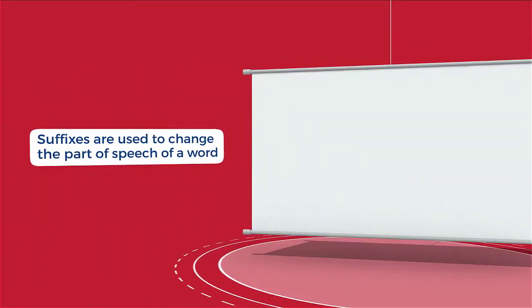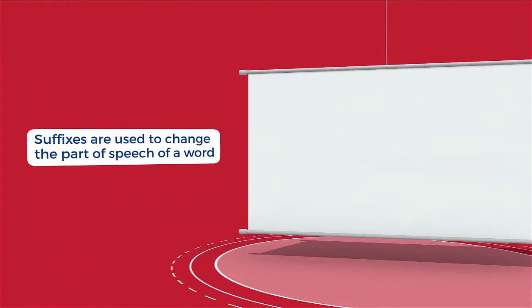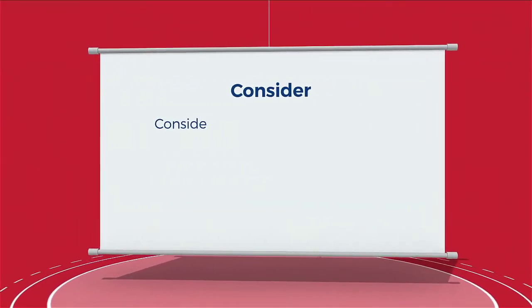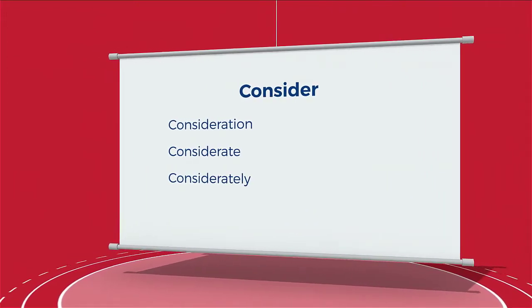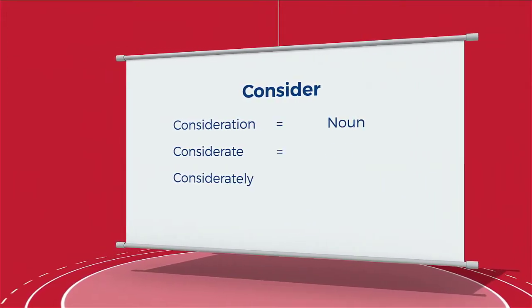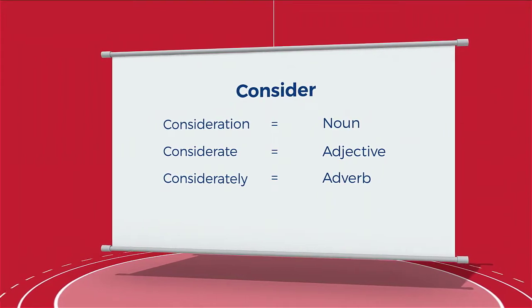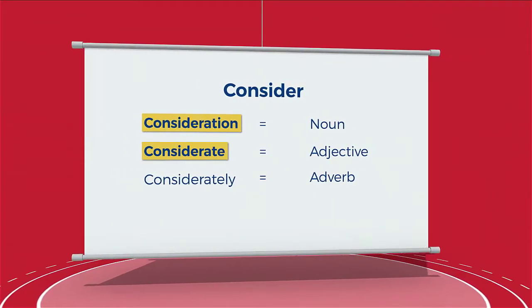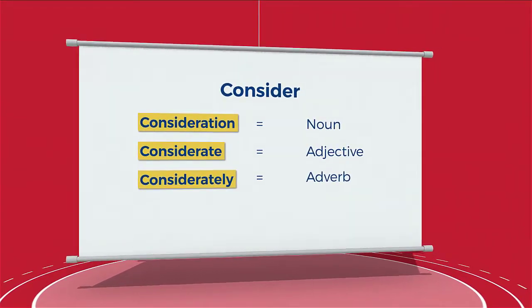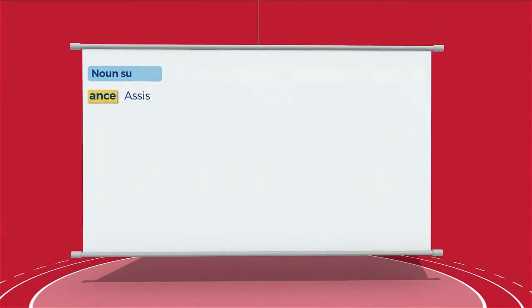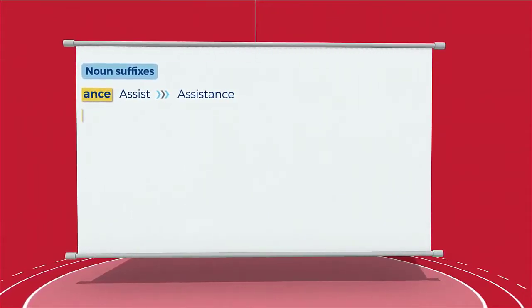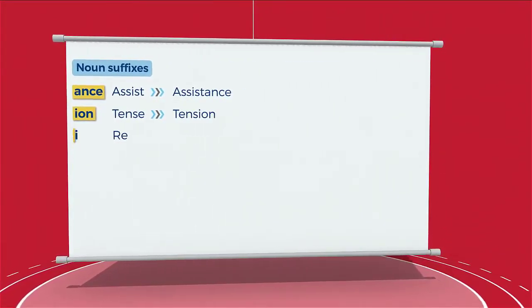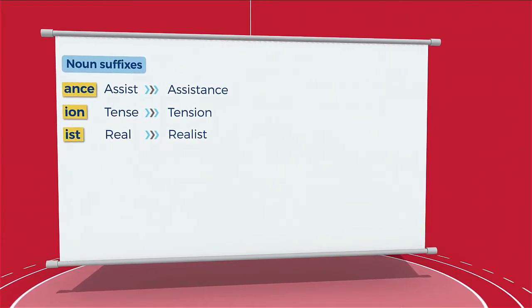Suffixes, on the other hand, are often used to change the part of speech of a word. Suppose you take the root word consider. Depending on the suffix you add, you could change the root verb into a noun, an adjective, or an adverb. So you have the noun consideration, the adjective considerate, or the adverb considerately. You can use a suffix to change a root word into a noun, so assist can turn into assistance, tense can turn into tension, and real can become realist.